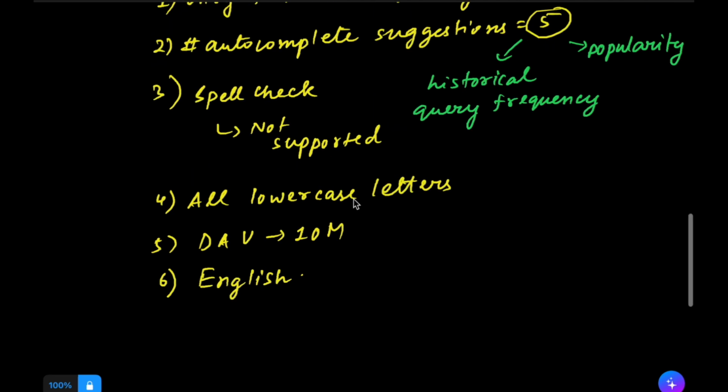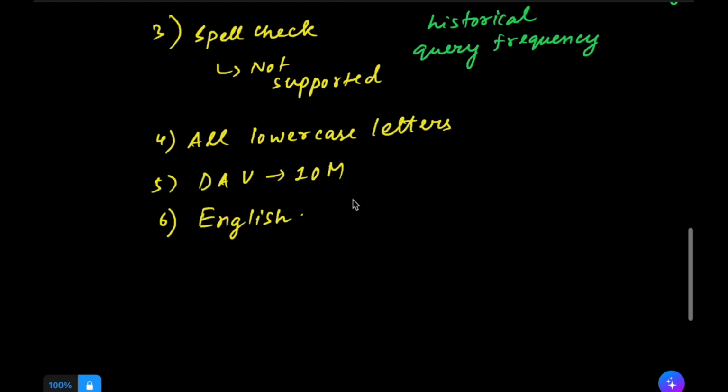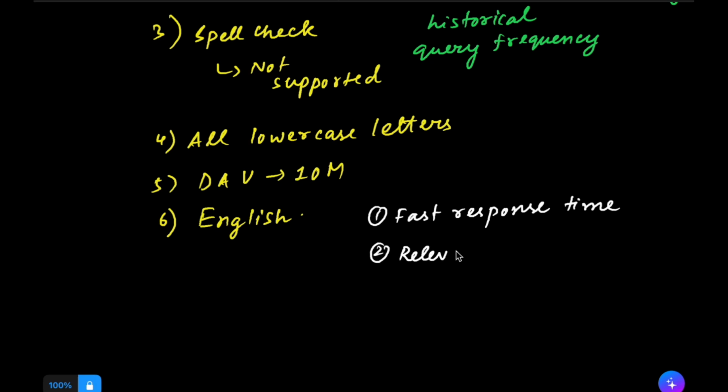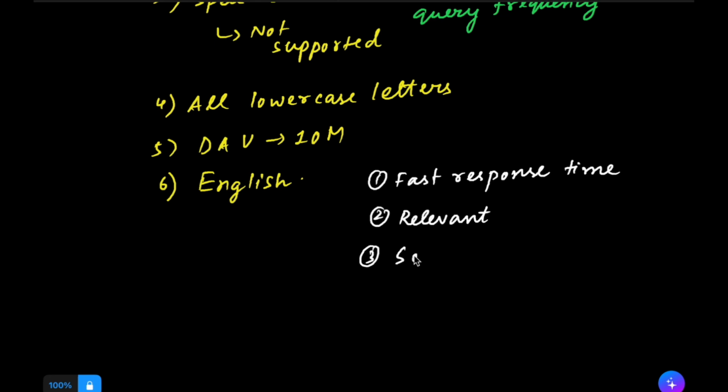Upon gathering these requirements, we should primarily focus on fast response time. Whenever a user types a character or a particular word, we immediately give suggestions to the user, whether he is searching something related to that or not. So the response time should be fast. It should also be relevant: you are searching for something and the suggestion is something else, and that should not be the case.